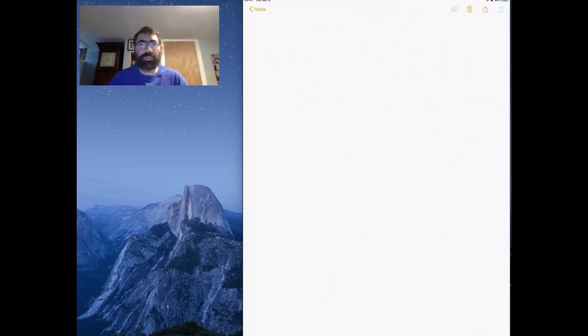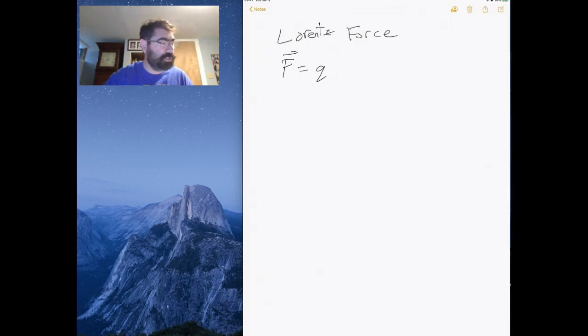In this lecture, what I'd like to do is to rewrite the Lorentz force from its current form, which is the force is equal to the electric charge, Q, times the electric field plus the velocity crossed into the magnetic field. What I'd like to do is rewrite that in terms of potentials.